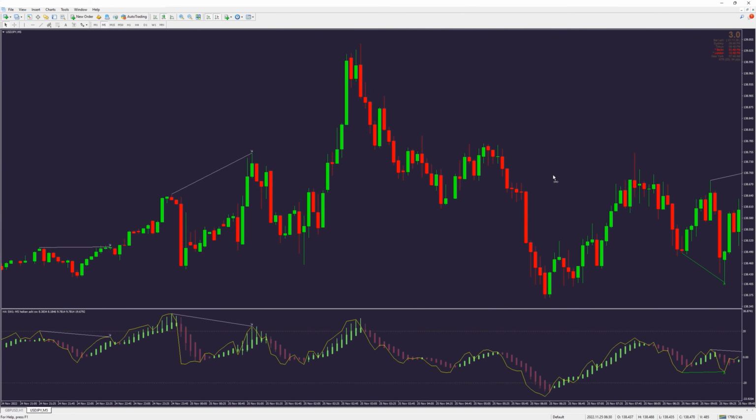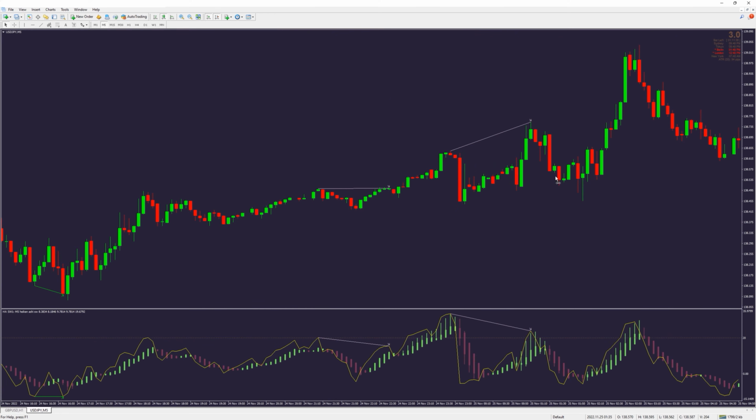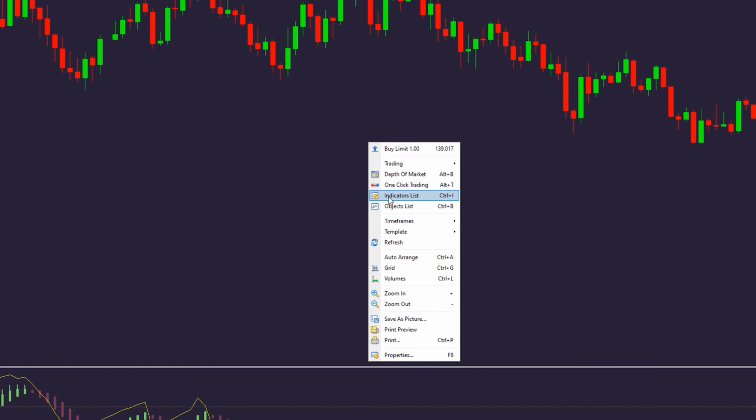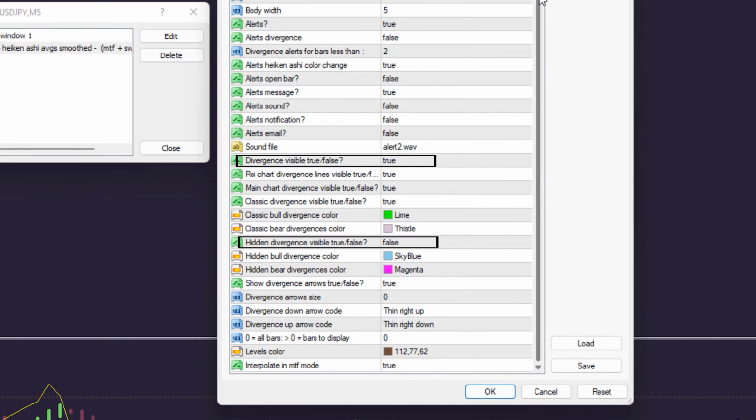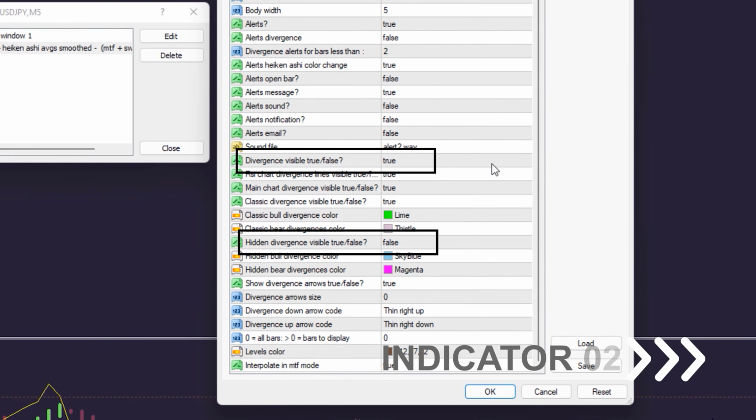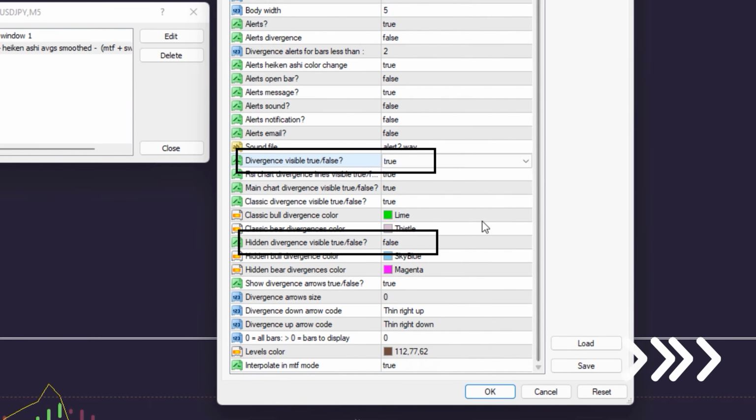This can be a little tricky to use if you have both hidden and classic divergence showing. To keep things simple, choose only one setting to display on your chart at a time, whether it be showing classic divergences only or showing hidden divergences only.